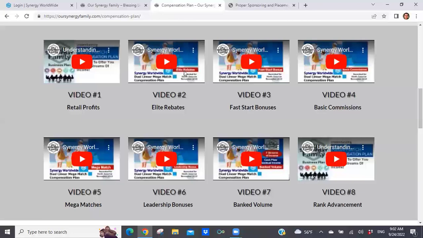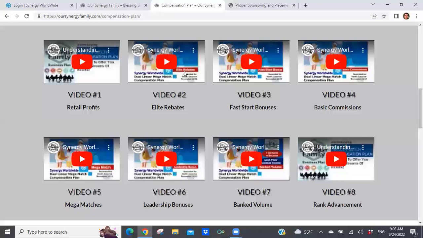In Synergy Worldwide, there are just two sides to your organization, a left side and a right side. You have your Tracking Center 1, which is the hub of your Synergy business. And then on the left side is Tracking Center 2, and Tracking Center 3 is on your right-hand side. So you have a left and a right side to your Synergy organization.